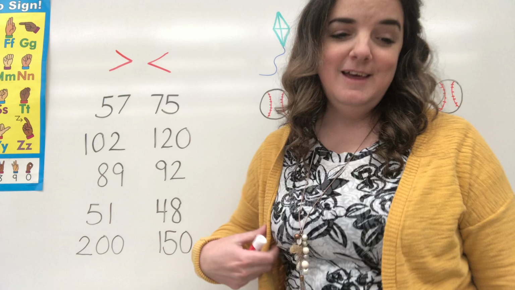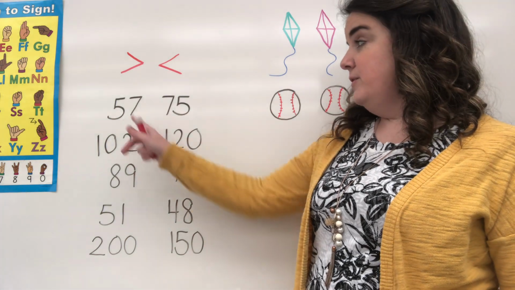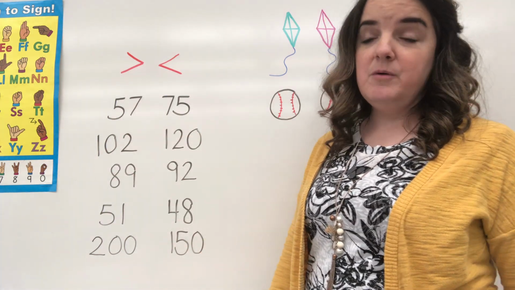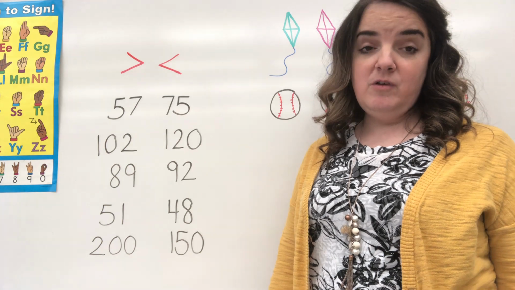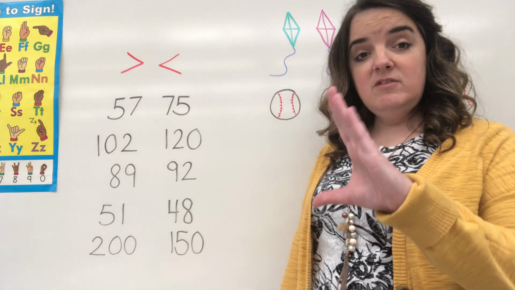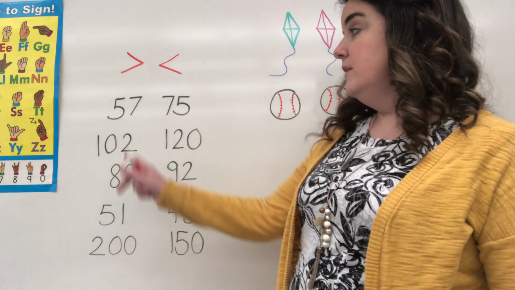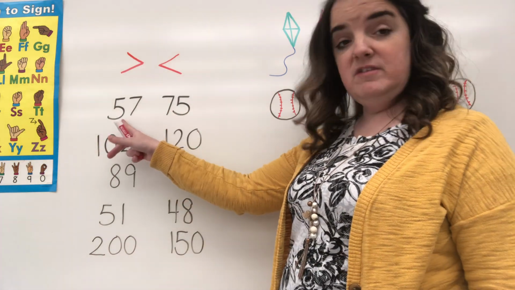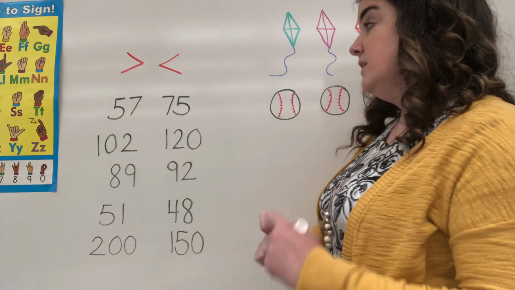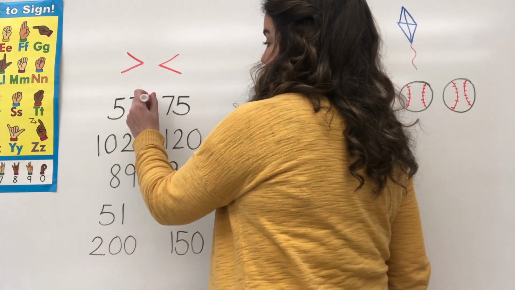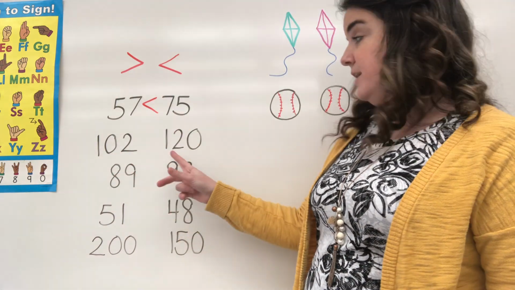So if you look here at the board and on your worksheet in front of you, you see in section number 4, you have a set of numbers in each row, and you need to compare those numbers, greater than or less than. Remember, we used our dinosaur before. We said the dinosaur likes to eat the bigger number, so his mouth is going to be pointed toward the bigger number. So 57 and 75. Is 57 greater than 75 or is 57 less than 75? And the correct answer is 57 is less than 75.